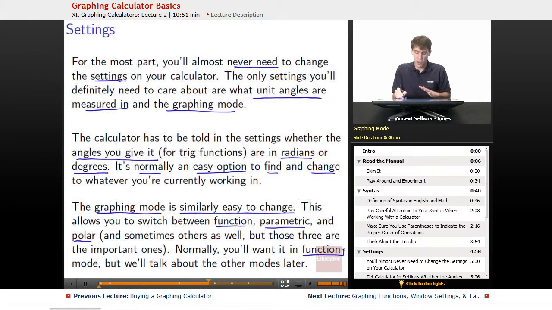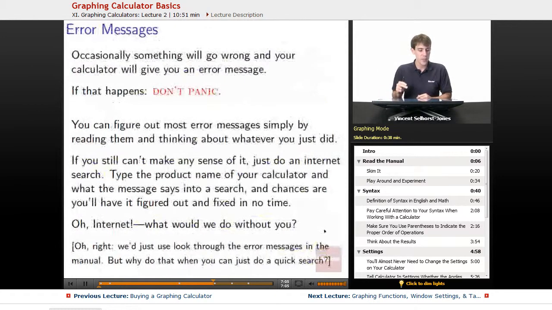Normally, you'll want it in function mode most of the time, and so that's what we'll be talking about first, but we will talk about the other ones later. At the last lesson of this appendix, we'll talk about parametric and polar for a little bit. But normally, most of the time, you'll do all your work in the function graphing mode, and that's what you want to usually leave it in.